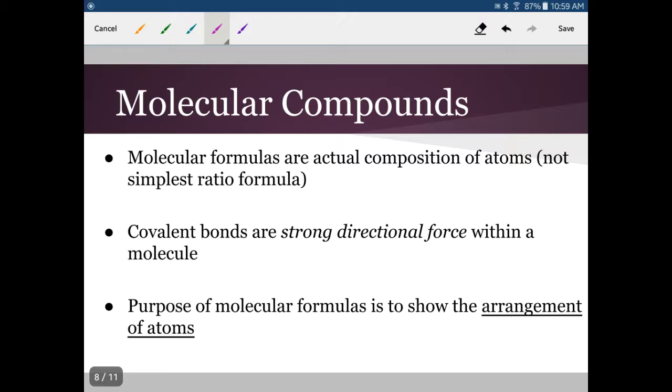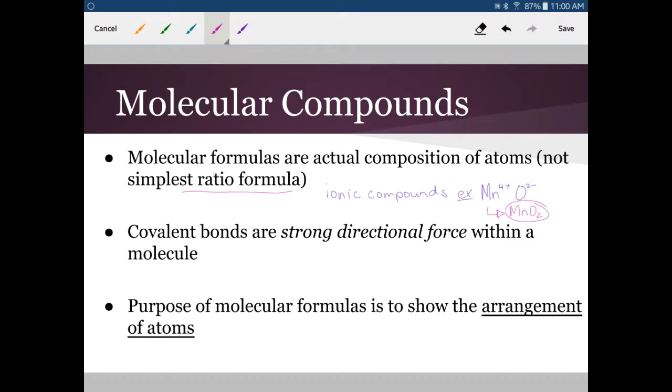So molecular formulas are the actual composition of a molecule. Okay, it's not the simplest ratio. When we are dealing with ionic compounds, we just simply put the simplest ratio down. For example, with ionic compounds, if we have manganese 4 plus and oxygen 2 minus, we write this down as MnO2. We use our simplest ratio formula, so we use our simplest whole numbers to write this down.